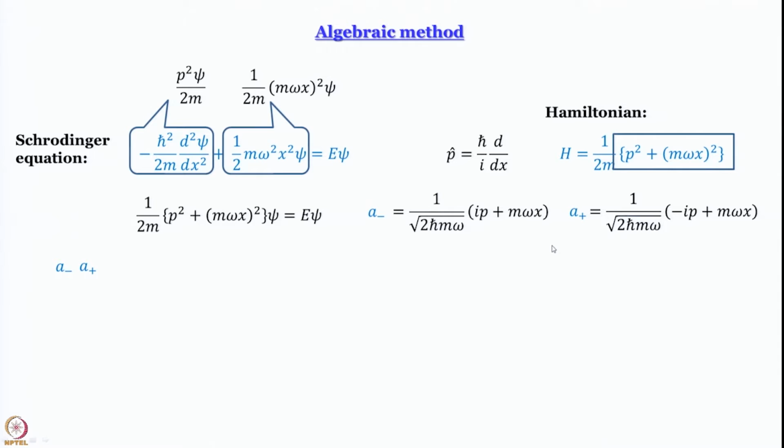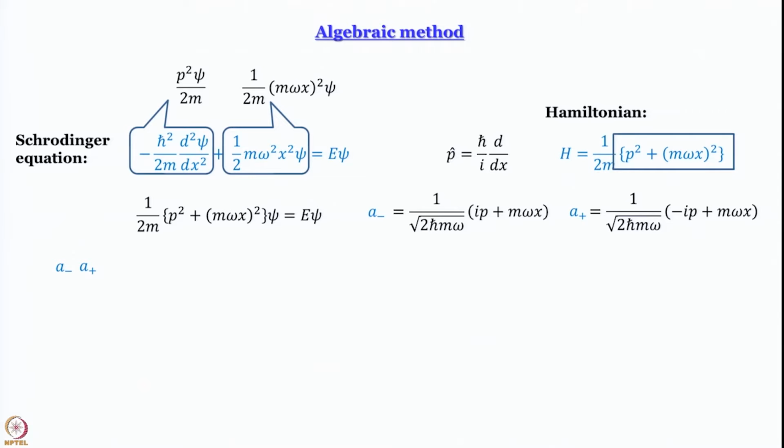Remember, we are not writing hat explicitly, but please do not get confused about which one is an operator and which one is just a number. A minus is this, and a plus is 1 by root over 2 h cross m omega multiplied by minus i p plus m omega x. This a minus and a plus, as we will see, are really the ladder operators, and why this is minus and why this is plus, we will see later.